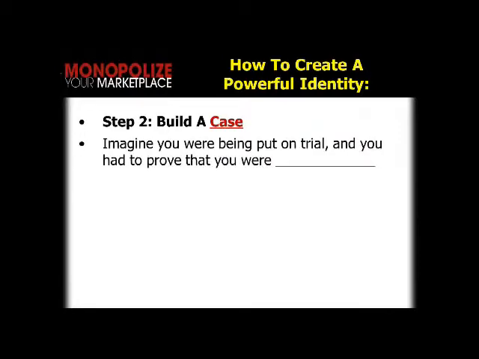Next, step 2, build a case. Imagine you were being put on trial and you had to prove that you were blank. Here's what goes in the blank: whatever you came up with on the first step of what makes you tick. We're really, really good at high quality. Our installations are the best. We've got the most experienced people. Whatever it is, put it in this blank. If you were put on trial and you had to prove that you were a remodeling company that paid really close attention to detail and therefore delivered extraordinarily high quality, could you prove it? What evidence could you produce to prove it? What stories could you tell to back it up?